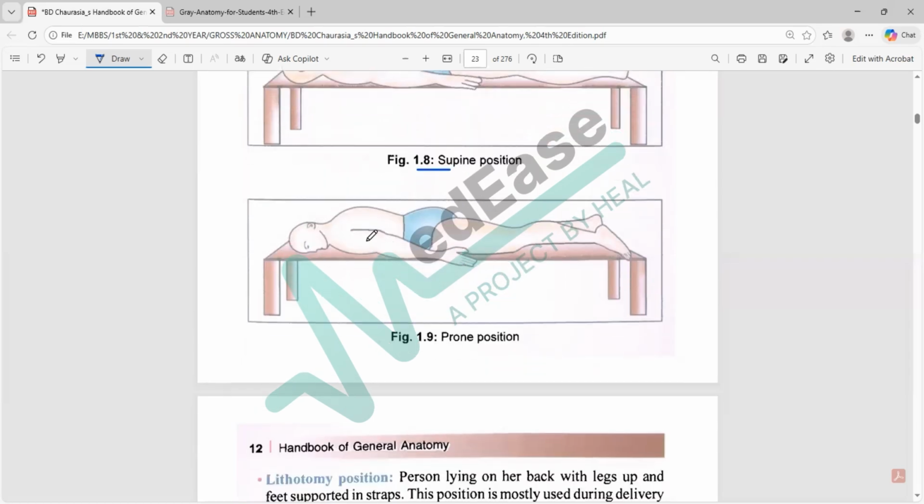Now when we talk about the prone position, the person will be lying on his chest or pelvis, with the neck and head facing down. The person will be lying on his thorax and also the neck and the head as well, with the palms facing superiorly.